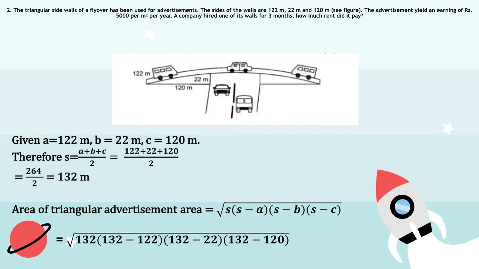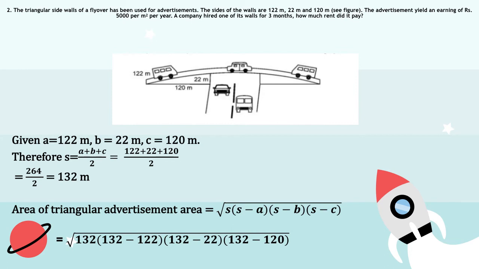Now what do I have to find out? A company hired one of its walls for 3 months. So I have to find out the rent for 3 months. I have been given the pricing for 1 year, which is 5000 per meter square. So 5000 is the cost for 12 months. Okay, 1 year means 12 months. But I have to calculate my cost for only 3 months. So keep this in mind.